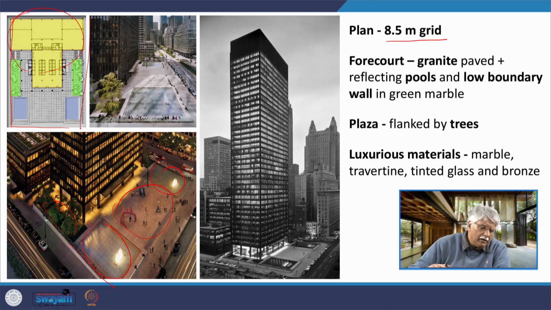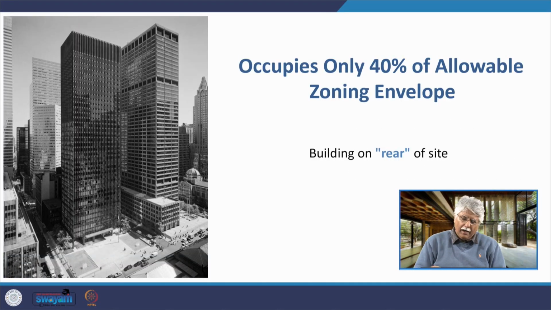He literally used only about 40 to 50% of the site to cover the building, and the rest of it was the plaza. By occupying 40% of the allowable zoning envelope and building on the rear of the site, as you see here, he gave a very unique public place to the people of New York.